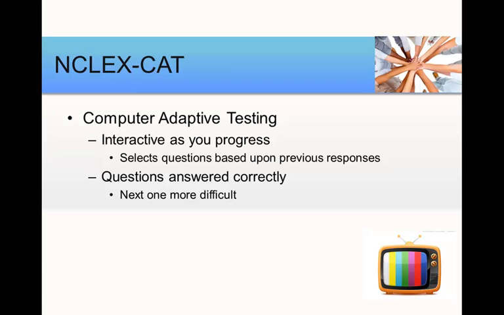Now, the actual NCLEX examination is considered computer adaptive testing. What that means is that it's an interactive process as you go, and it selects questions based on your previous responses. So it gauges each question, and it builds on the answers from previous questions. The exam doesn't end until it is assured, with 95% stability, that the pass or fail result is certain, or your time runs out.